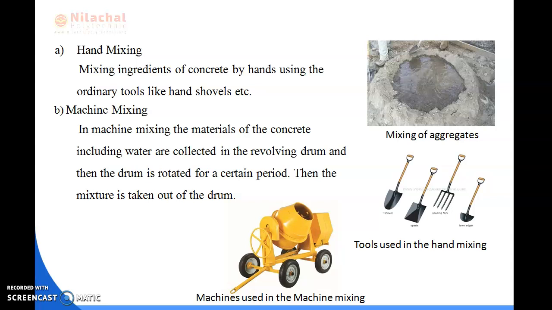Next is the machine mixing method. In the machine mixing method, the materials of the concrete including the water are collected in a revolving drum, and then the drum is rotated for a certain period. Then the mixture is taken out of the drum.